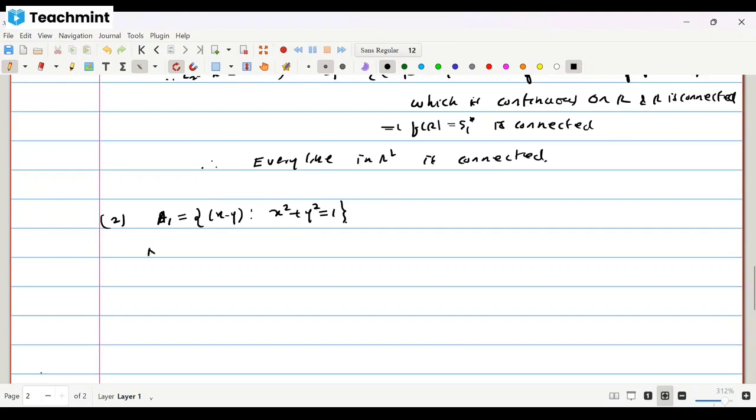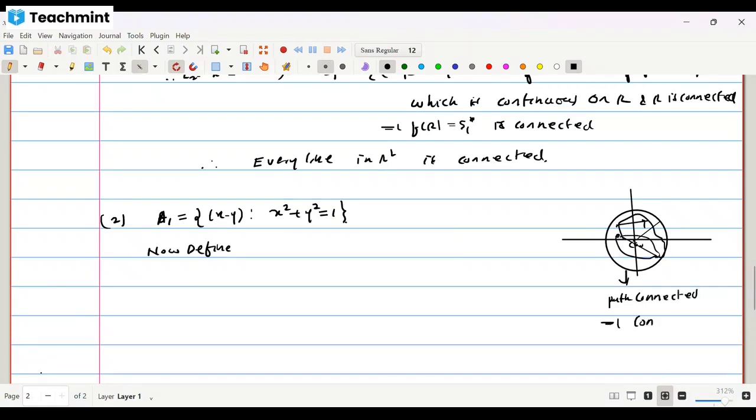Okay. Now define a function. Simply, this is a circle with center at the origin and radius 1 only. So take any 2 points, then you can find a path which is entirely contained in it only. Therefore, this is path connected, and that implies connected. So every path connected set is connected, and therefore this one is connected.